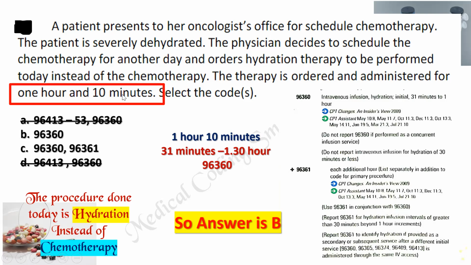But here our time is 1 hour 10 minutes. Since this time interval falls within the range, we should only use 96360. So our answer is B.